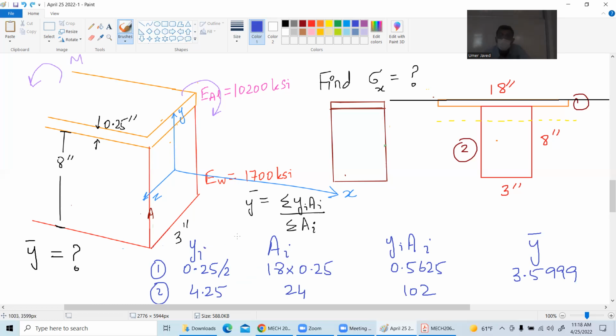So students who are getting confused, how did I do 0.25 divided by 2? Because I created my reference line here. So this is 0.25 divided by 2. Then for the other rectangle, this big thing is 8 inches, so that is 4 inches. And from my reference line, it's 4 plus 0.25, that is 4.25. Okay.